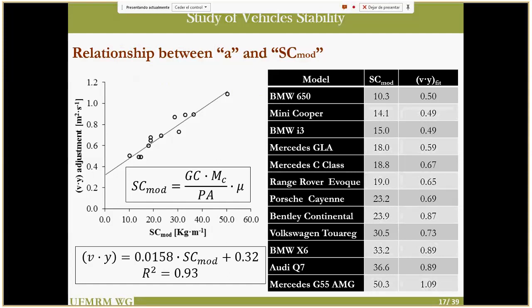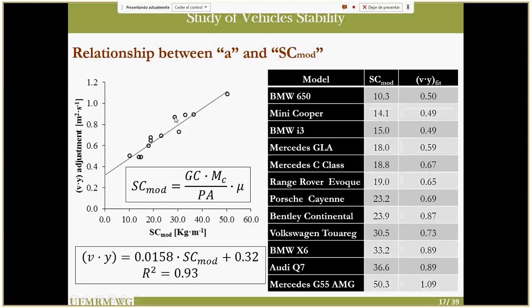Well, after this, a stability coefficient was proposed. This is the SC, the stability coefficient, where ground clearance, the curb weight, the plan area, and a friction coefficient as well are involved. A linear relationship was found between the stability coefficient and the constant value of the curve. You can see here the constant value for all the scaled models that were tested, and here the calculated stability coefficient. So we have this linear relationship.